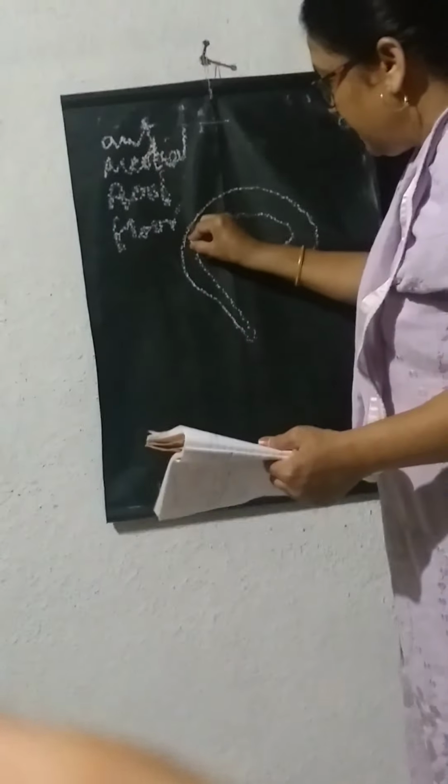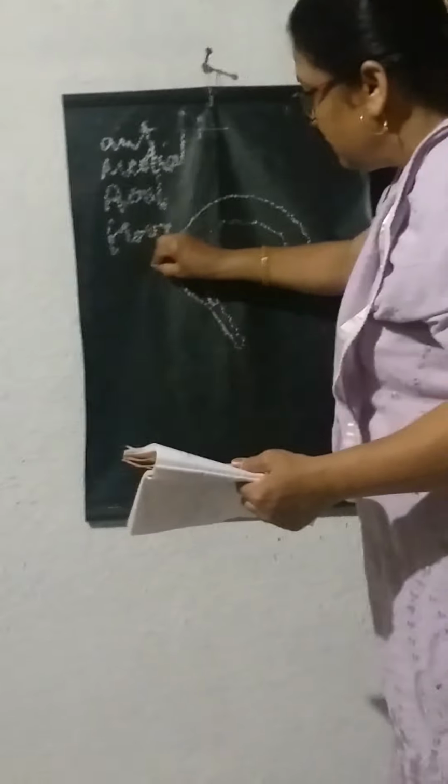Now every time I have been drawing this diagram for you to understand. So the anterior horn is related to the genu and the rostrum. This is the genu and this is the rostrum. The medial part is related to the septum pellucidum.